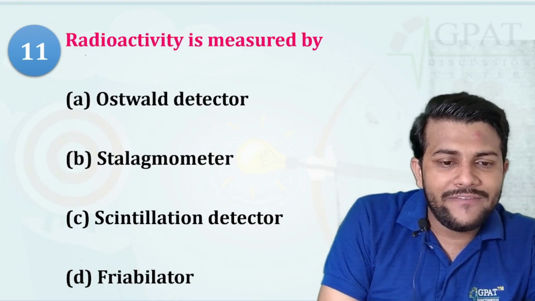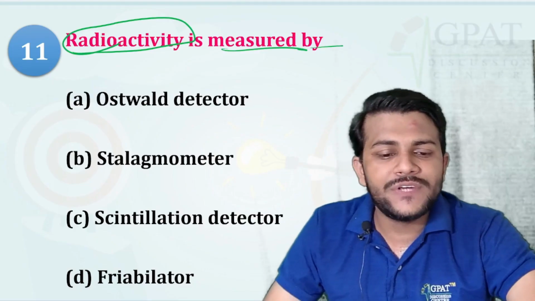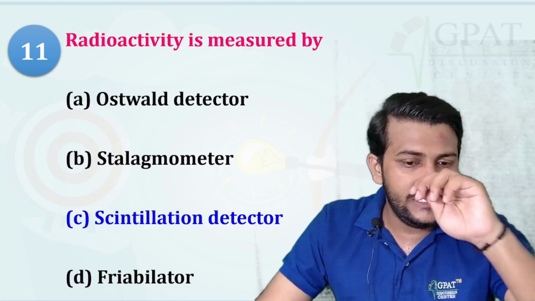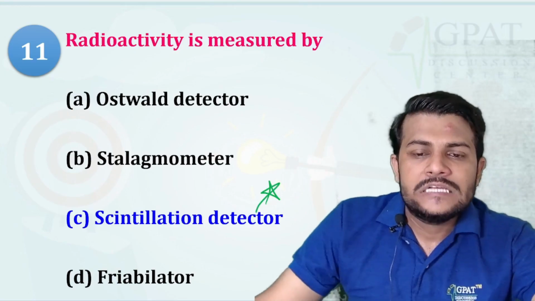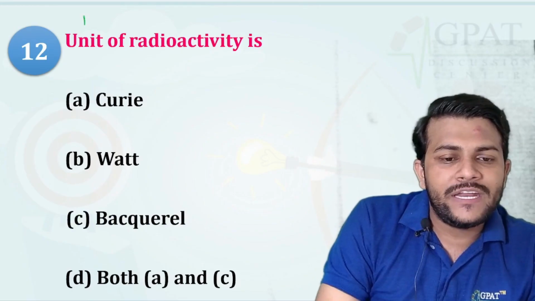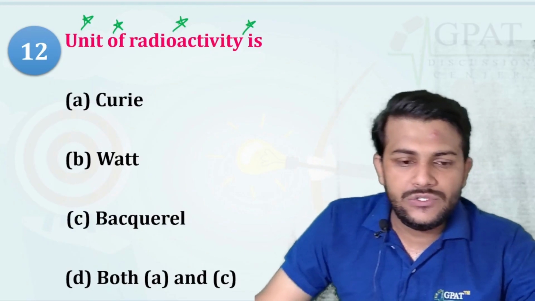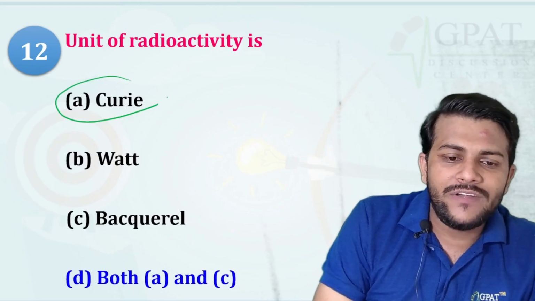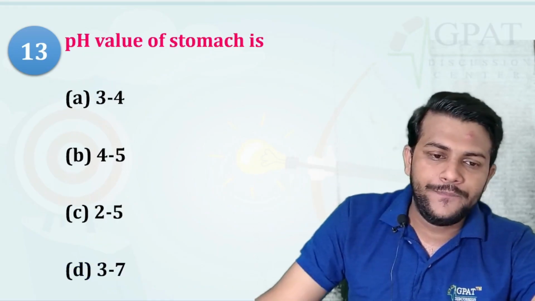So next we have radioactivity. Radioactivity is measured by the Oswald detector, steganometer, or scintillation detector. So the scintillation detector is used to measure radioactivity. The unit of radioactivity is the curie and becquerel. So the unit of radioactivity is the curie and becquerel.